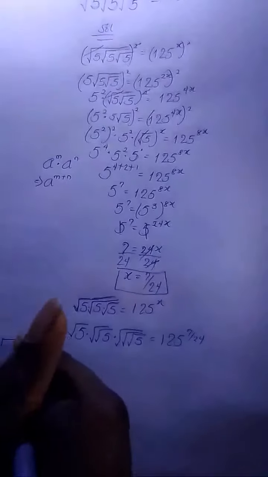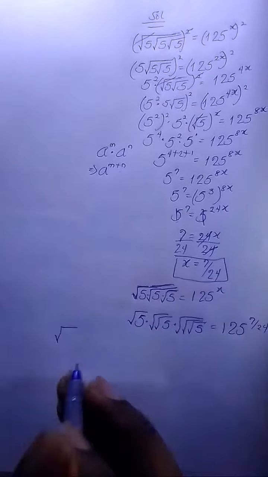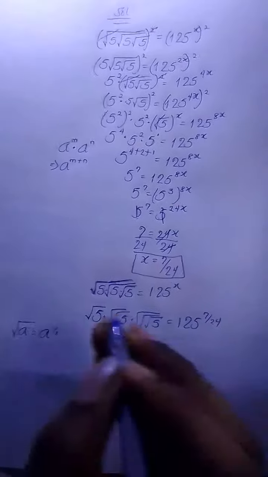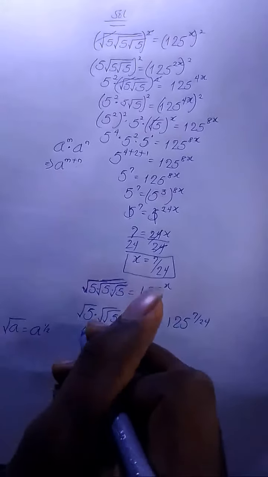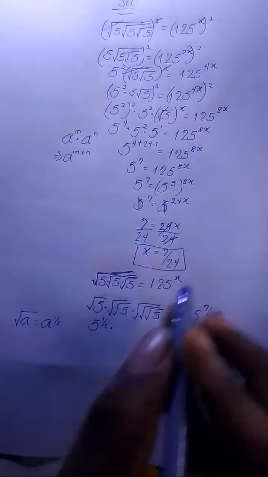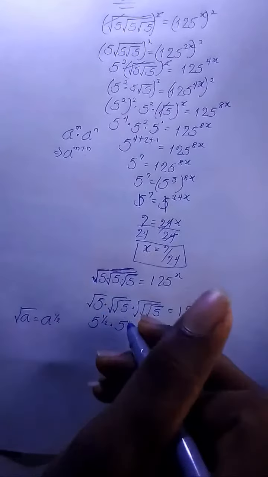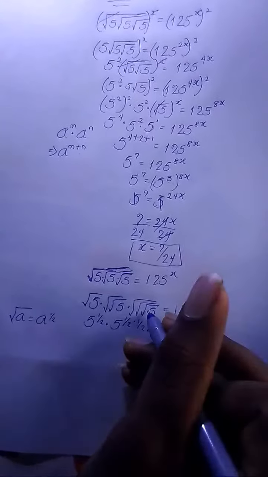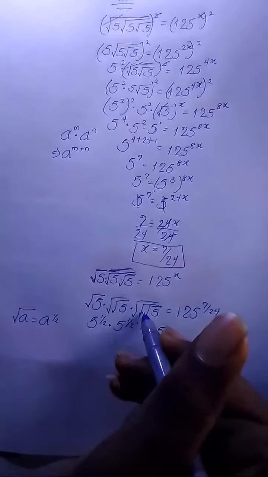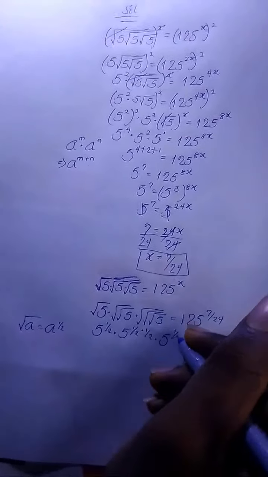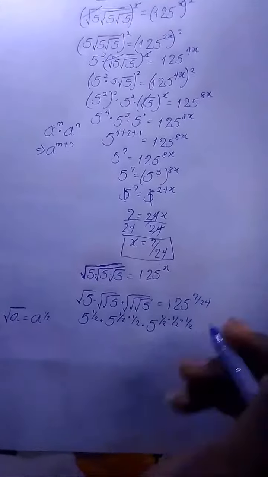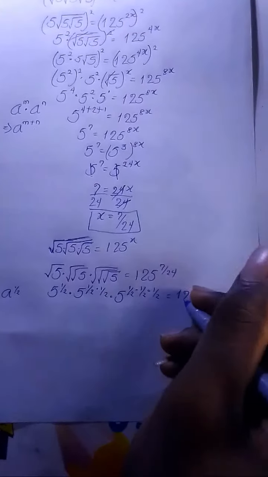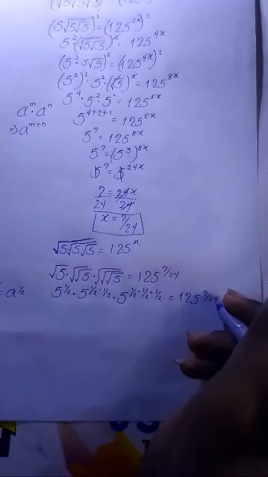So when we have root a, remember when we have root a here, it will give us a raised to the power of 1 over 2, right? So from here we have 5 here, root 5, it will give us 5 raised to the power of 1 over 2 multiplied by 5. Since we have 2 roots here, it will give us raised to the power of 1 over 2 times 1 over 2 multiplied by the last 5, it has 3 roots, so it will give us raised to the power of 1 over 2 times 1 over 2 times 1 over 2 equals 125 raised to the power of 7 over 24, right?